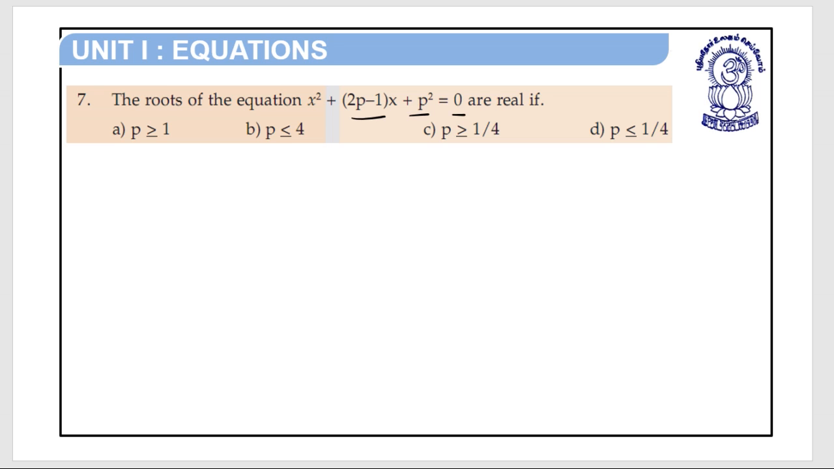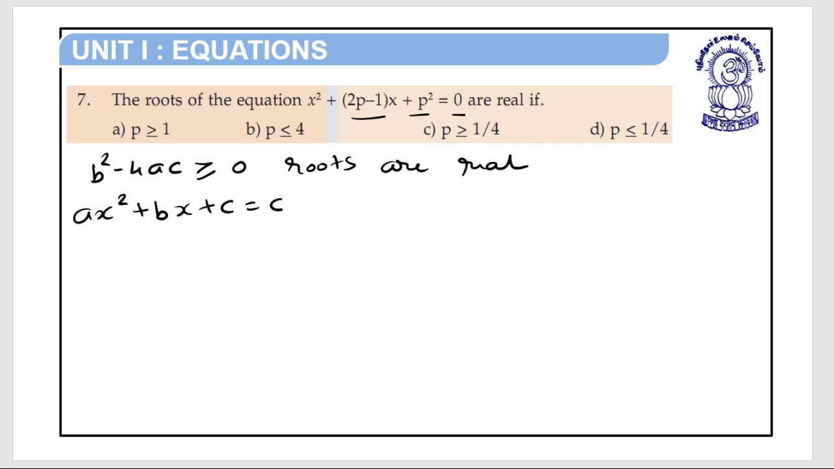Next question. The roots of the equation x square plus 2p minus 1 x plus p square is equal to 0 are real if b square minus 4ac is greater than or equal to 0. Then the roots are real. Here we compare the equation with ax square plus bx plus c is equal to 0. A is equal to 1, b is equal to 2p minus 1, c is equal to p square.